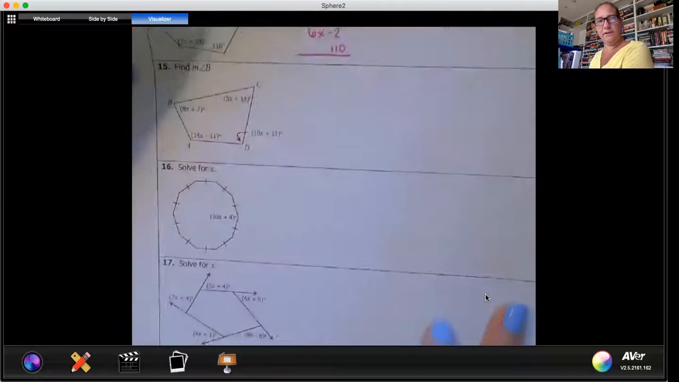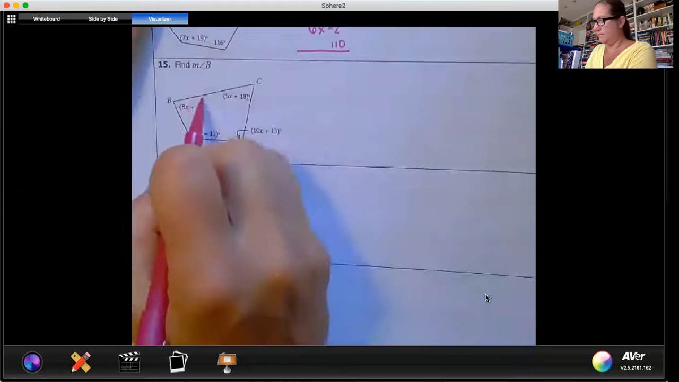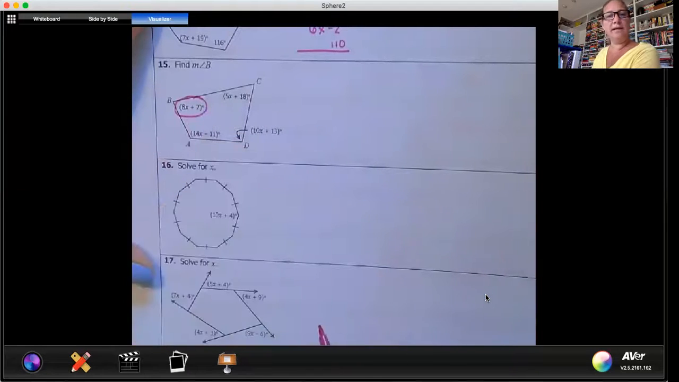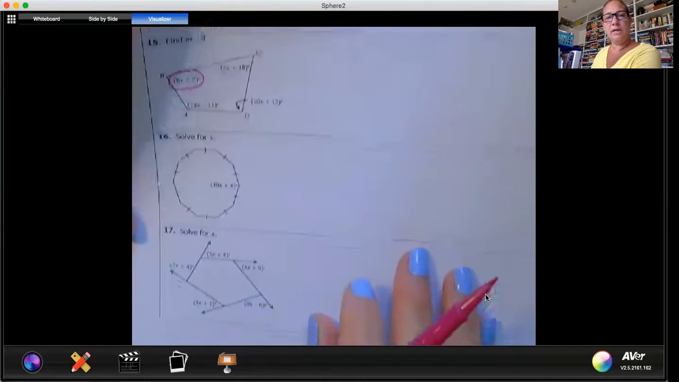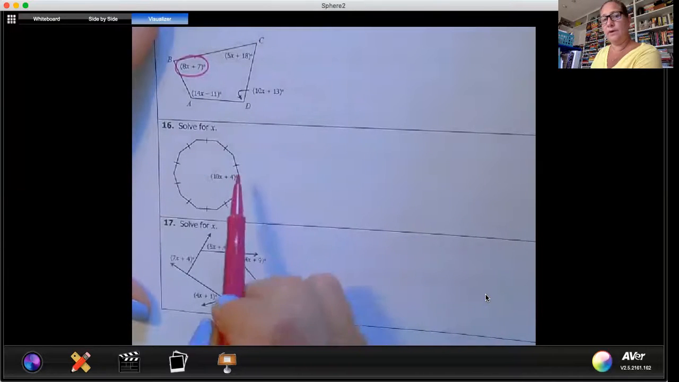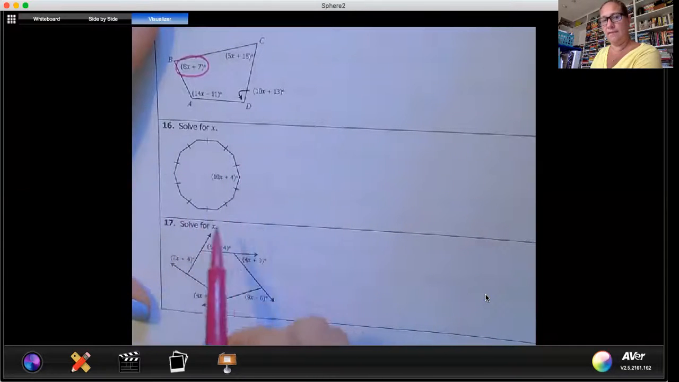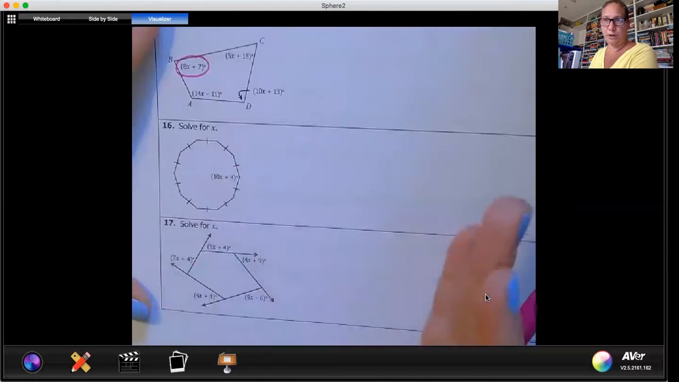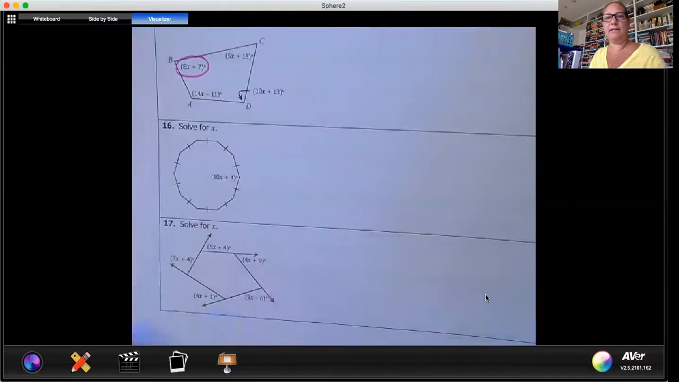In specific questions like number 15, it wants angle B. So once you find x, you plug it back in. For number 16, you have to look at the total number of sides that you have. Notice that they're all the same, which means they're all going to be that value. What's your total? Solve for x. And then 17, you have some exterior angles. So we're going to pause our video, and I'm going to let you guys do some work and come back, and we will check the missing problems here in just a minute.